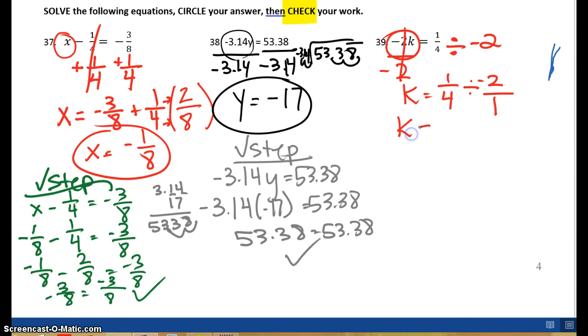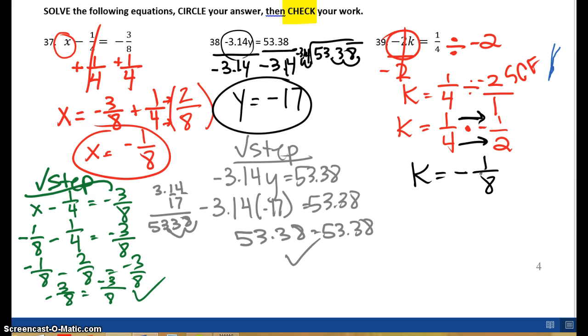So my k equals 1/4 multiplied by negative 1/2. Now I changed this by using my change flip rules when I'm dividing fractions. So I now have k equaling 1/4 multiplied by negative 1/2. When I'm multiplying fractions, I just multiply across, numerator to numerator, denominator to denominator. So when I do that math there, I end up getting k to equal negative 1/8.